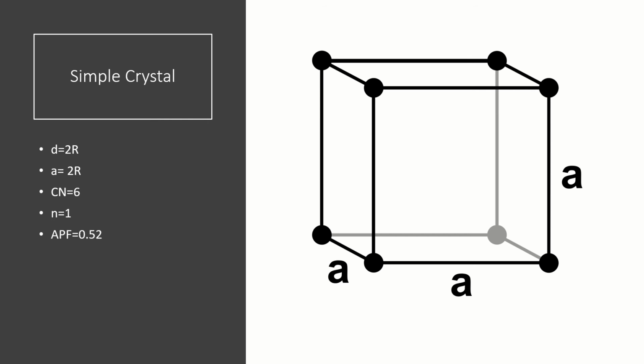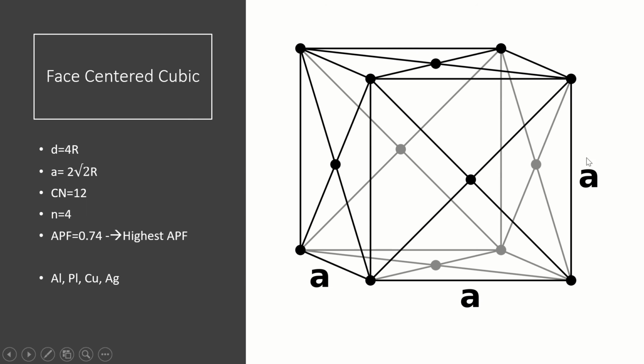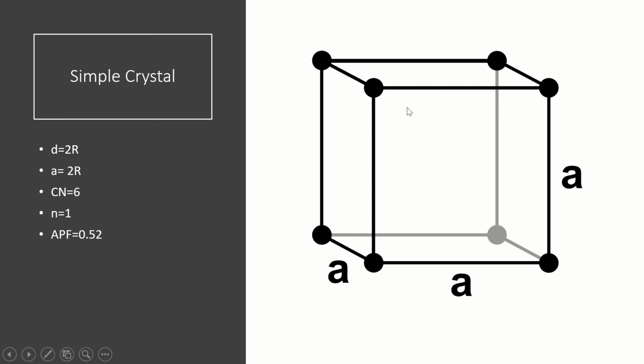So let's start with the simplest one, which is the simple cubic crystal structure. It has an atom on each of its corners, and as can be seen, the diameter is 2r. These two atoms right here are actually touching, so the diameter is 2r, and the lattice parameter is also 2r in this case. The coordination number, CN, is 6. So this is only one unit cell.